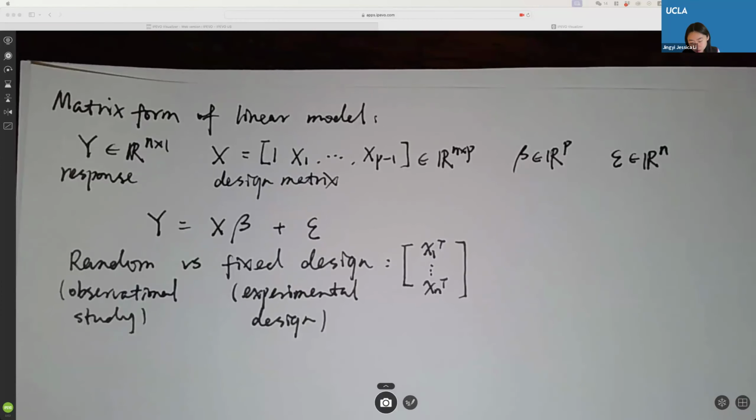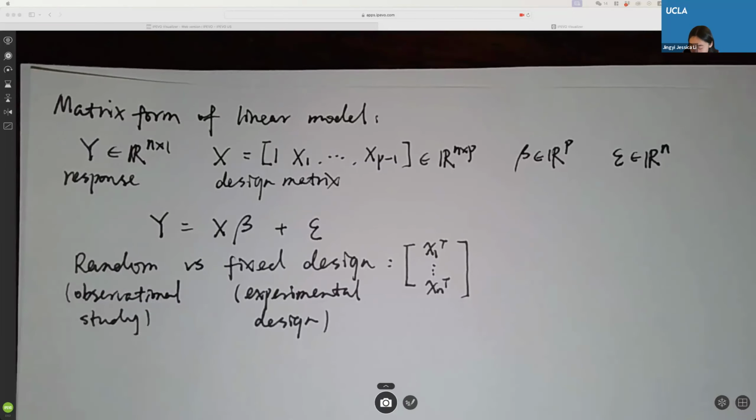So in this case, it's more reasonable to assume that X differs from study to study, from sample to sample. So therefore, it does not make sense to consider it as fixed. So basically, that's where the difference comes from.